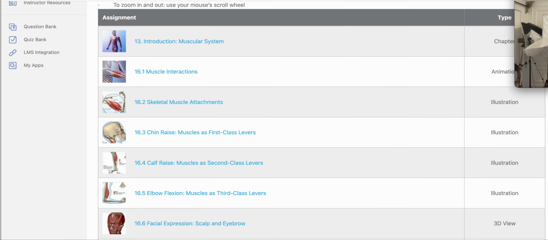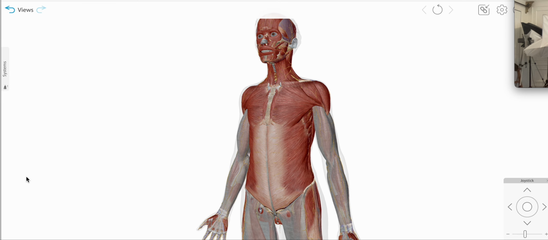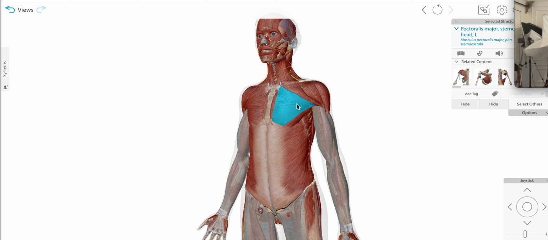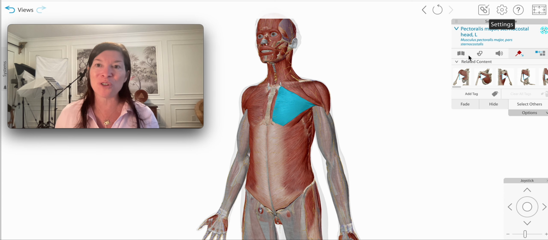Or the other option is you can click on the My Apps right here and then click on Launch Anatomy Suite, and it will bring you to this part of Visible Body. And then you can click on the muscular system, for example, and then you can just start clicking on muscles and it will identify. Let me just move myself out of the way so you can see the name of the muscle by highlighting it.